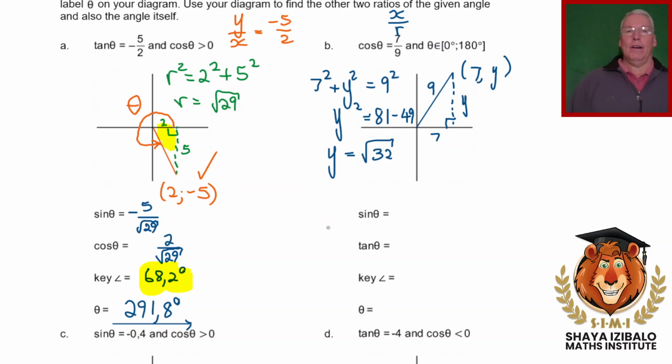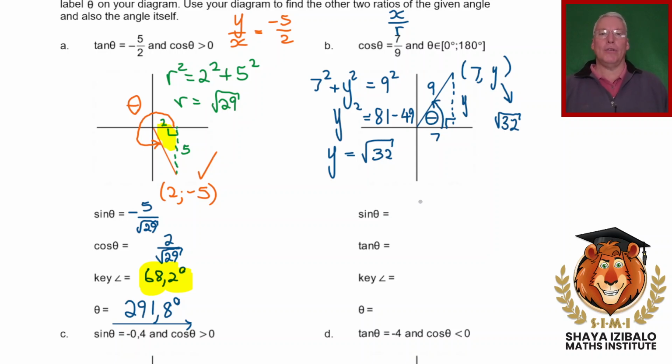Okay. Then they ask us, so we know what y is, they ask us to find the sine of this angle. Right, remember the angle is in here. The angle's from there round to there. Okay, sine of theta is just going to be my y value over my r value. It's going to be root 32 over 9. The tan of theta is going to be my y value over my x value. It's going to be root 32 over 7.